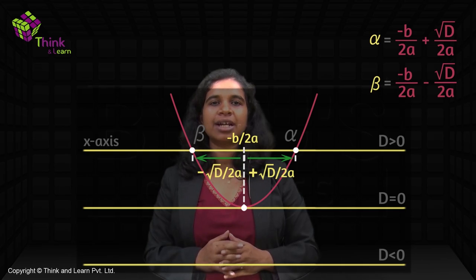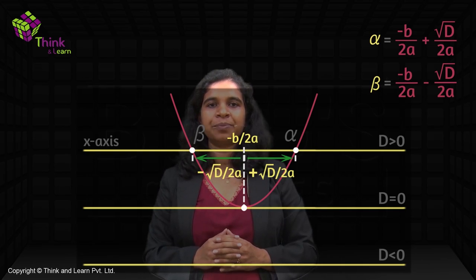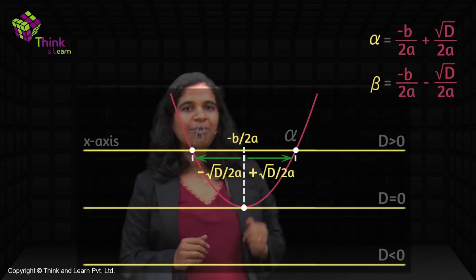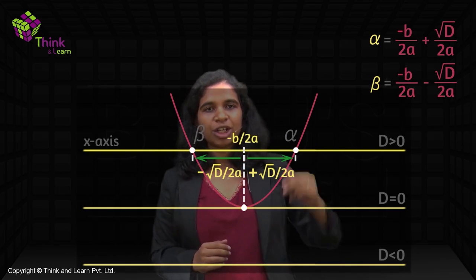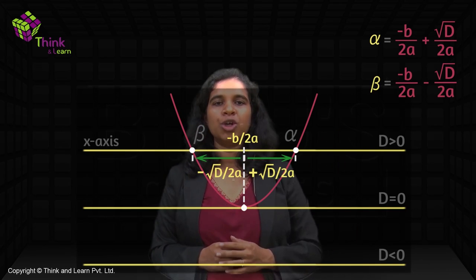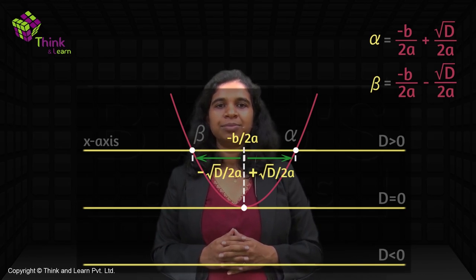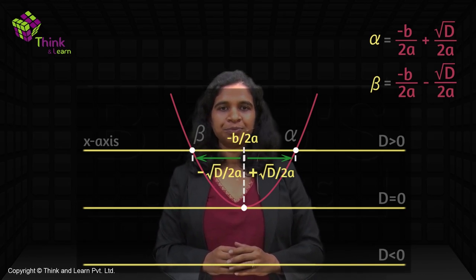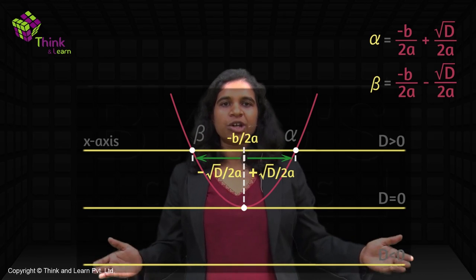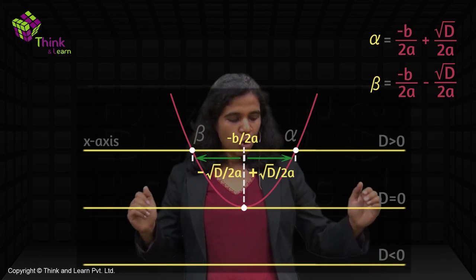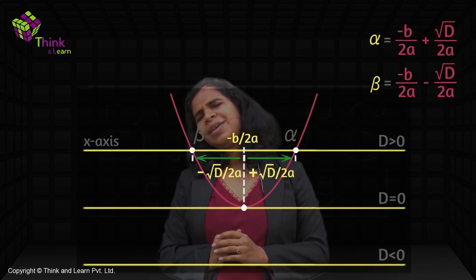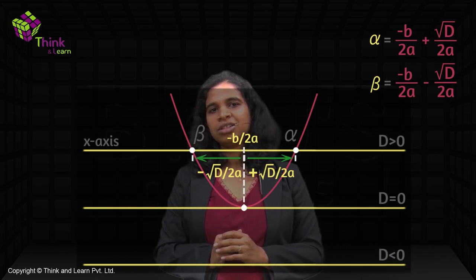These two distances are nothing but root D by 2a. Now, depending on this value of D, we can not only tell whether you have two roots, one root, or no real roots. You can also tell whether they are going to be rational or irrational. Again, let's use the same graph. When there are no real roots, no question of being rational or irrational. When there is only one root, will it be rational or irrational? What do you see?